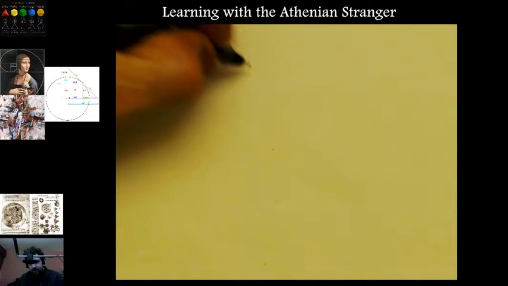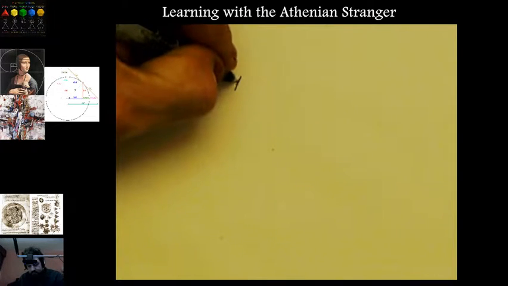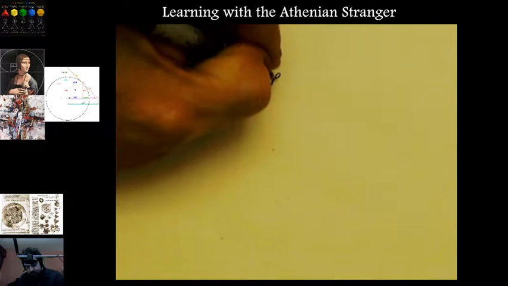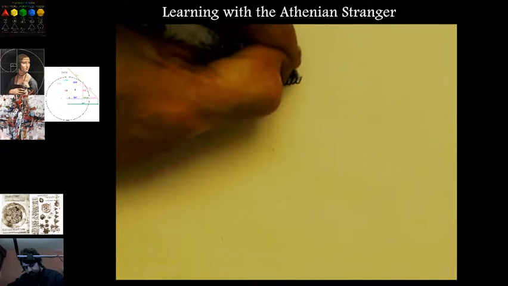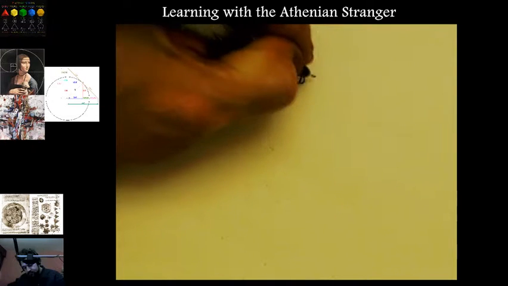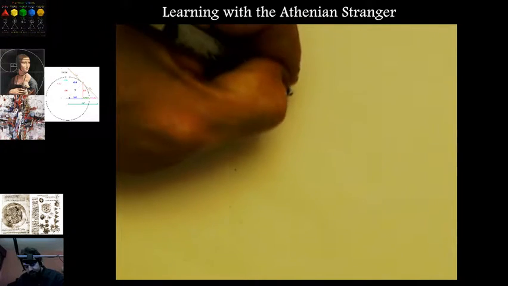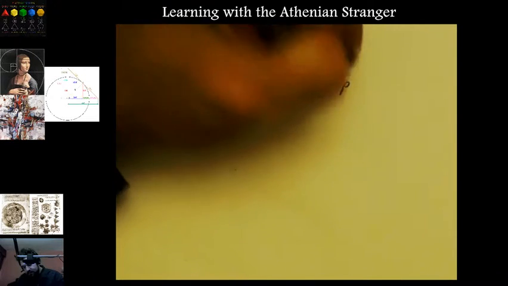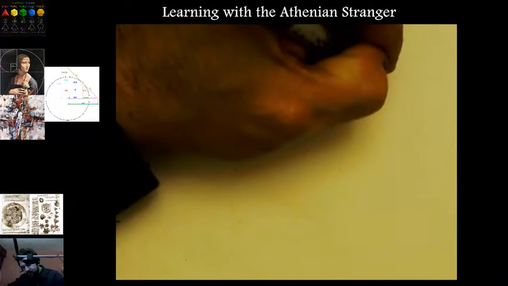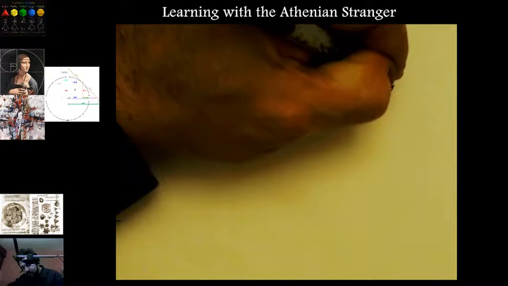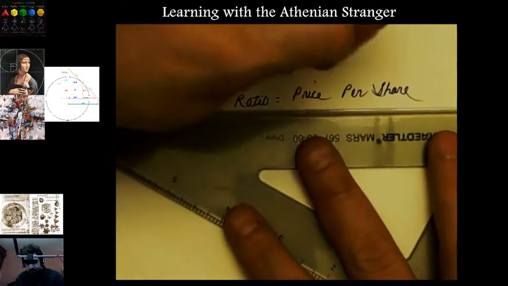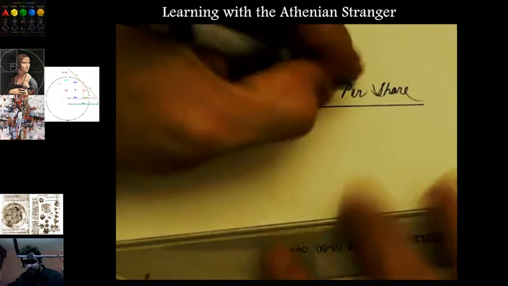If we remember, the PE ratio is equal to the price per share divided by the earnings per share.